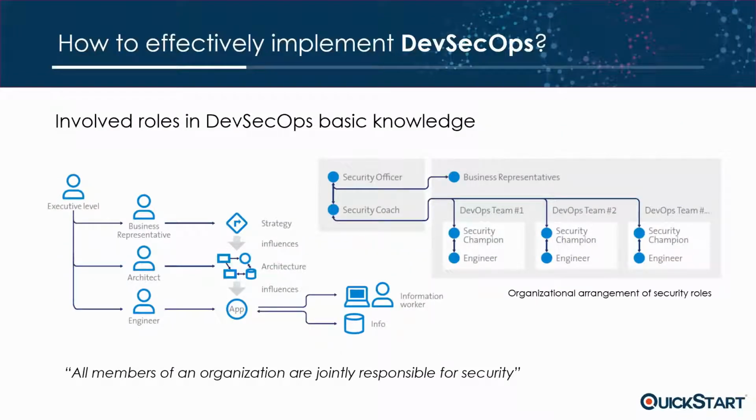And how to implement DevSecOps effectively, again. We know that all the different roles are involved in DevSecOps basic knowledge. We need to train all the different levels, from the information worker, the data entry, the final user, until the executive level. Business representative, architect, engineer, all should be impacted by the strategy, and more certainly the higher levels need to know the architecture of the system. And through the shift-left approach, responsibility for vulnerability and threats is concentrated directly in the DevOps team. So the central security organization provides support, empowerment, and control.